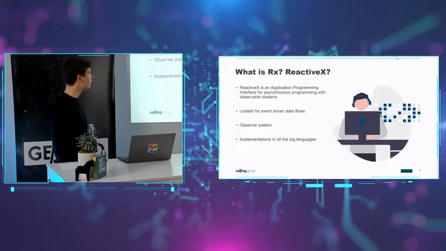Some people on the internet have described it as Lodash for event-driven data flows. And for those of you who don't know Lodash, it is a very popular utility library for JavaScript. It has a lot of utility functions to solve very common problems in JavaScript. And the same way, you can think of Rx for data streams: it has a bunch of utilities to work with these, combine these, aggregate them, do all kinds of cool stuff. I will get into the specifics soon enough.